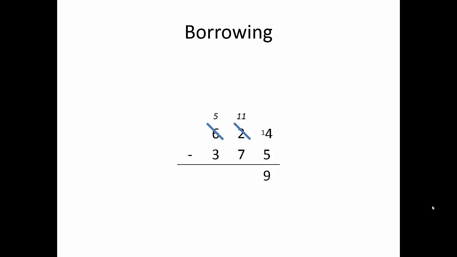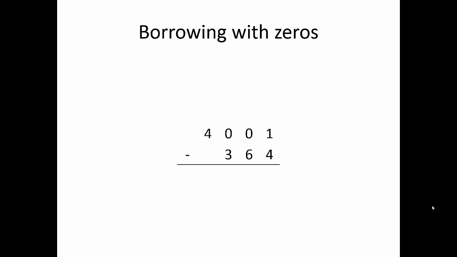The 6 becomes 5, and my tens place becomes 11 by putting a 1 in front of the 1 already there. 11 take 7 gives me 4, then finally the last column, 5 take 3 gives me 2. This gives the answer of 249. Sometimes when I borrow, the number's got a 0, so I have to borrow from the next non-zero place value.